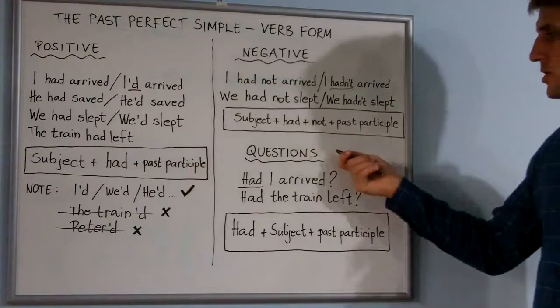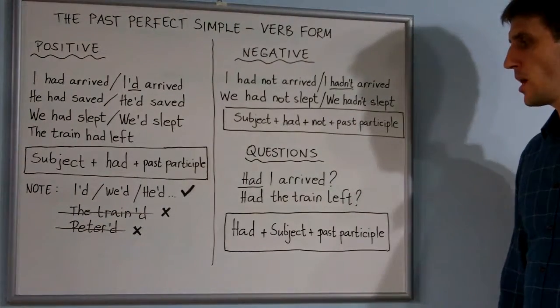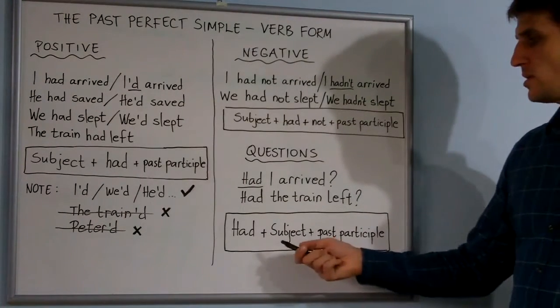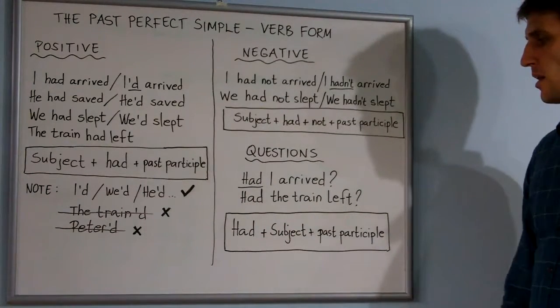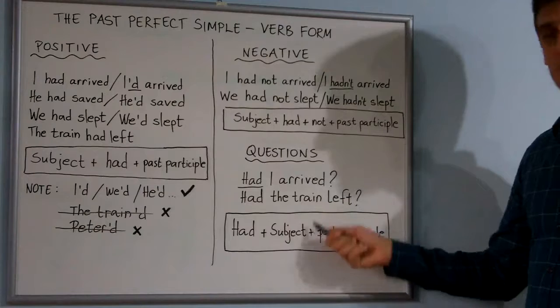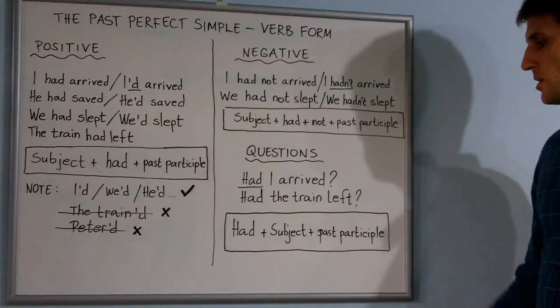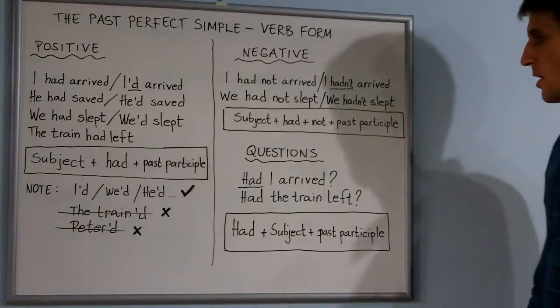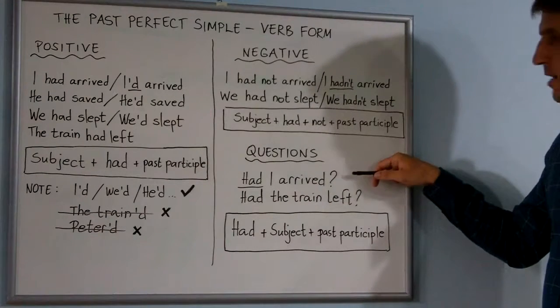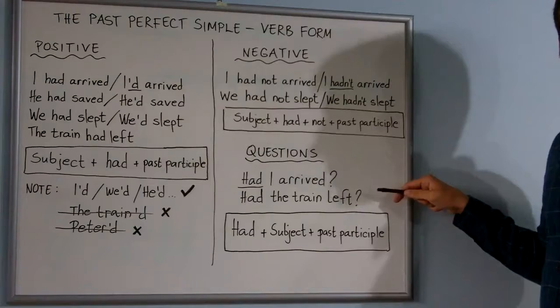To make questions, we begin a sentence with the verb had, then we add a subject and the past participle of a verb. Had I arrived? Had the train left?